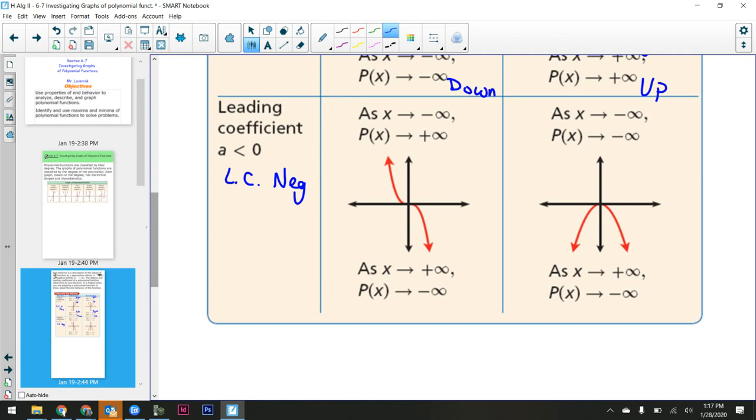Okay, so as x approaches negative infinity, on the left side up top there, p of x goes up, positive infinity. As x approaches positive infinity, on the right side, p of x goes down. For negative even, on the left side, it goes down, and it will also go down on the right side.